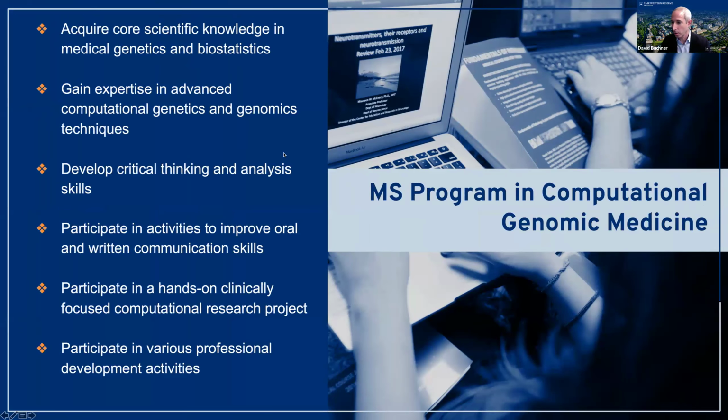So what are the core components? What are you going to learn within our program? You will acquire core scientific knowledge in medical genetics and biostatistics, and gain expertise in advanced computational genetics and genomic techniques. The third one is one of the most important: developing critical thinking and analysis skills. We're going to teach you the pipelines, how to do some of these computational analyses, but more and more, AI is able to do a lot of that programming as well. So it's really about developing the critical thinking skills that let you use AI tools to help with programming and help drive the research forward.